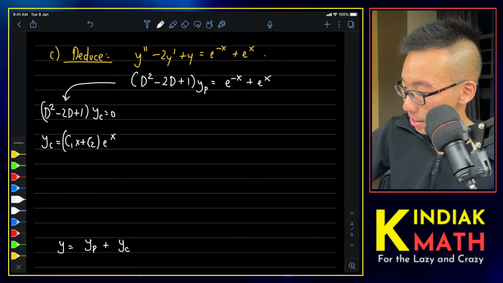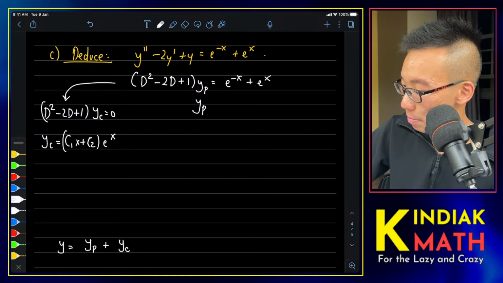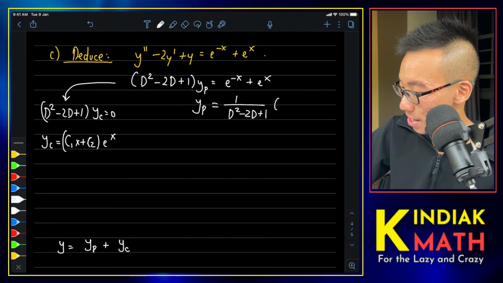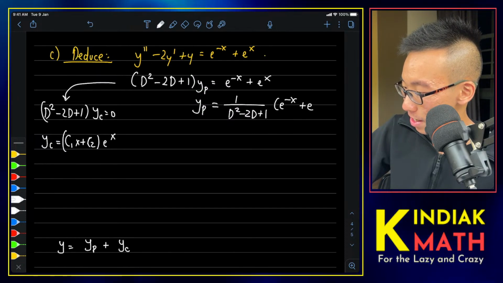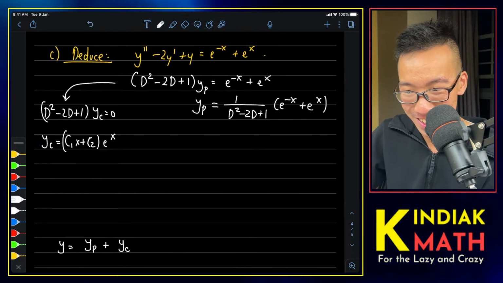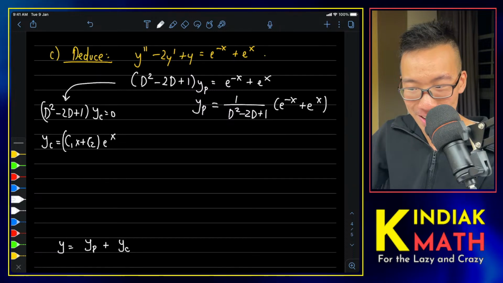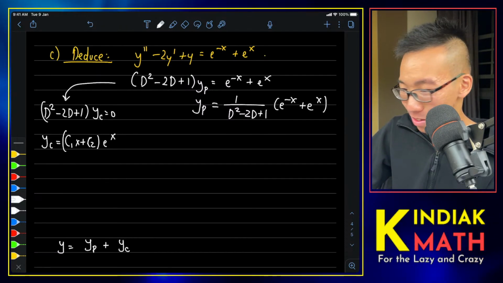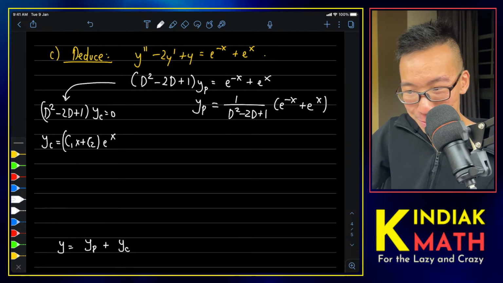So the key trick here is to apply the inverse D operator on both sides. It sounds a little dodgy and sketchy, and if it's the first time you're seeing this, it is kind of dodgy and sketchy. But you can trust that this is actually a legit operation. If you are doubtful, let me know in the comment section below.